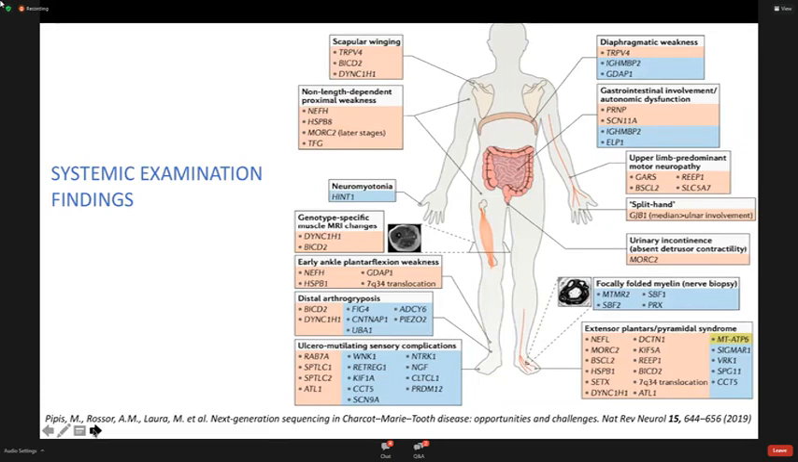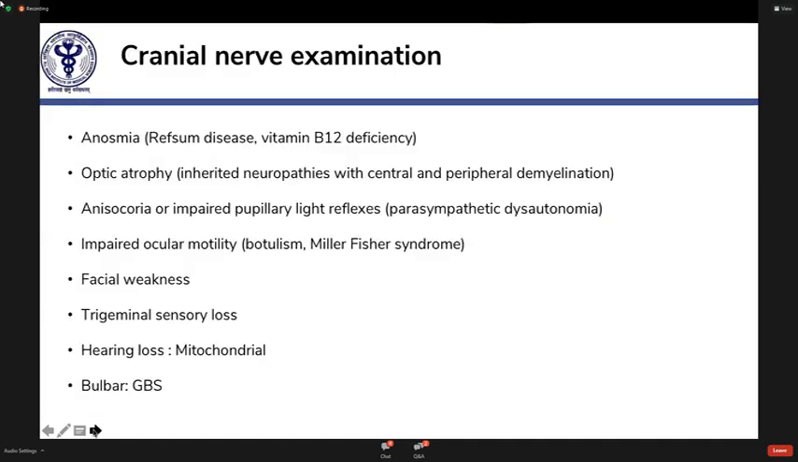So you need to examine from head to foot as in a normal neurological examination, and not get biased that it's a neuropathy; you may find something else. In the cranial nerve examination, anosmia is seen in Refsum's and B12 deficiency. Optic atrophy can be seen in inherited neuropathies and in central or peripheral demyelination. Anisocoria and abnormal pupillary reflexes can be seen in parasympathetic dysautonomia. Impaired ocular motility is seen in botulism and Miller-Fisher syndrome. Facial weakness can be due to facial nerve involvement, and there can be trigeminal sensory loss. We'll come to that. Hearing loss can be seen in mitochondrial disorders, and bulbar involvement is usually seen in GBS and other syndromes.